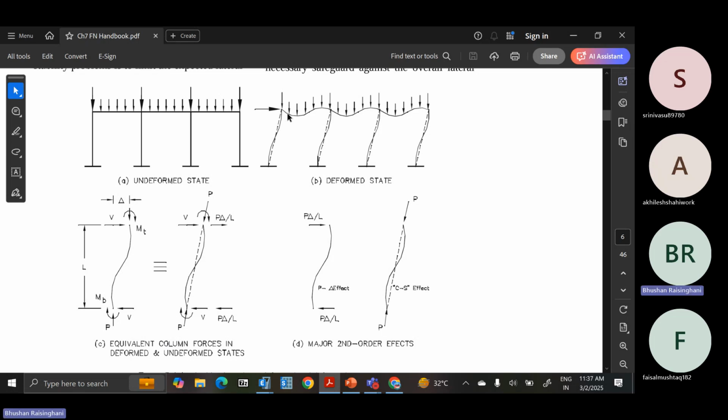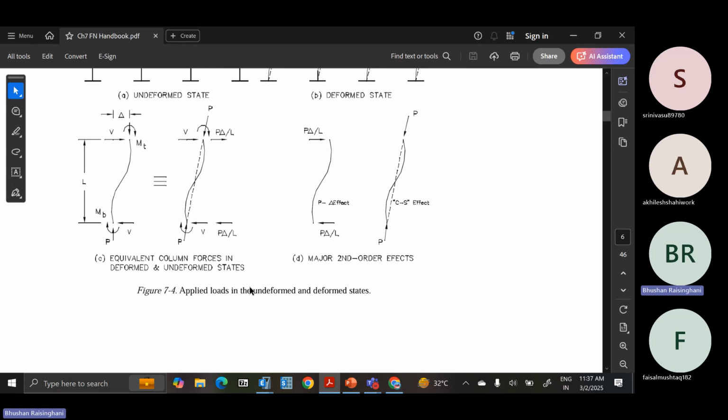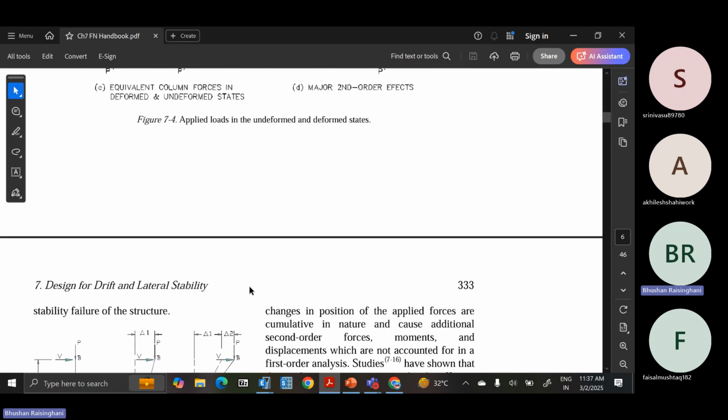So in case of the gravity and the lateral load frame, this is the deformed shape and these are the P delta effect coming onto this sway frame. I hope it is clear what I am trying to convey to you.